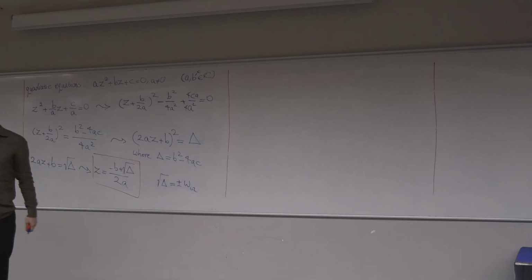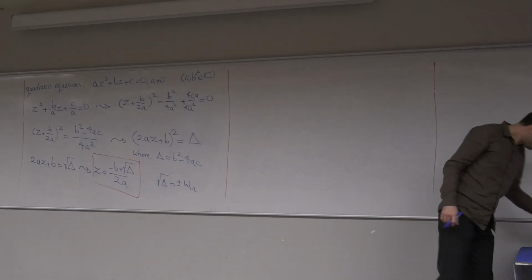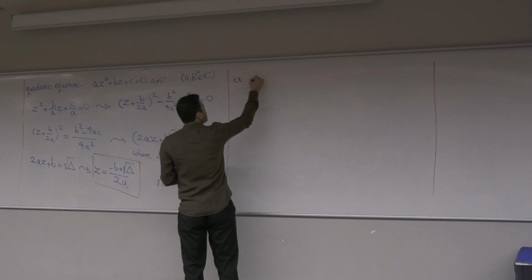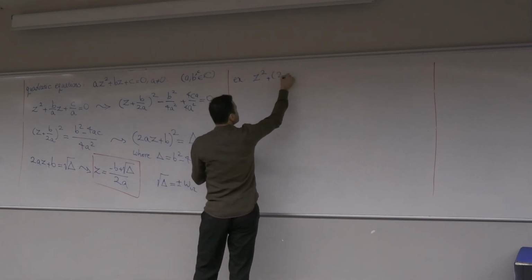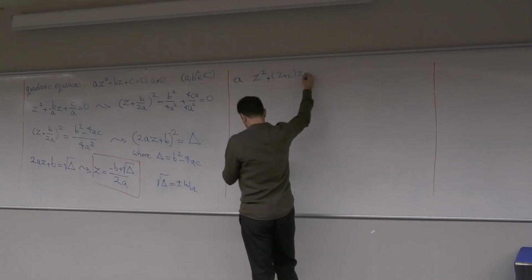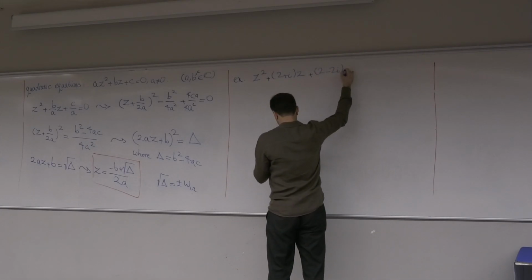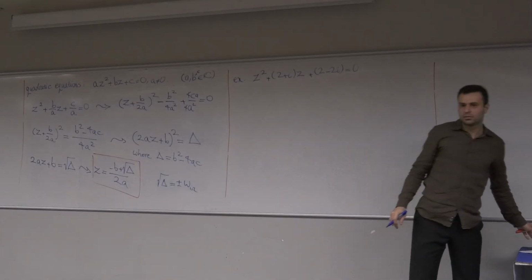An example. z to the power of 2 plus (2 plus i) z plus 2 minus 2i equal to 0. Can you please solve this equation?